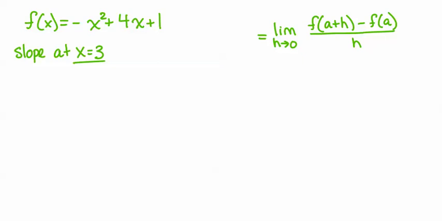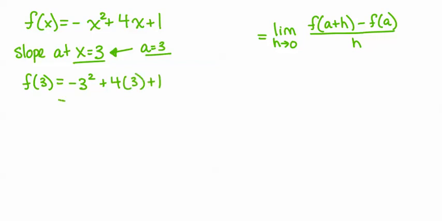Okay, so first I want to find out what's f of a and what's f of a plus h. So in this case, a is actually 3. So let's find f of 3. We just sub 3 in for x, so negative 3 squared plus 4 times 3 plus 1. So that's negative 9 plus 12 plus 1, and the negative doesn't get squared because it's not in brackets, it's outside. So that is 4.